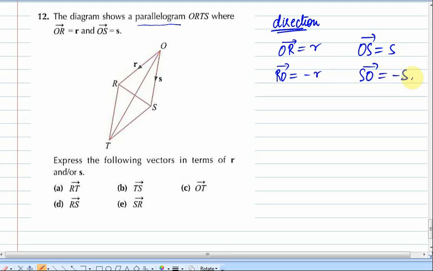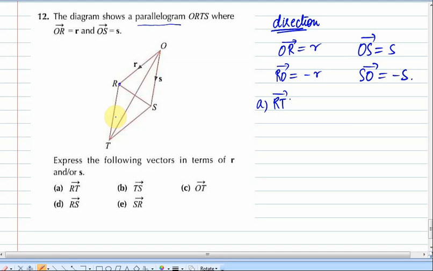Now, continue with the question. Express the following vectors in terms of R and or S. That means your answers must contain either R or S or both. It depends. Okay, starting with the first part, RT. Now what you need to do, you need to travel from R to T, and you need to find out the vector in terms of R and S.